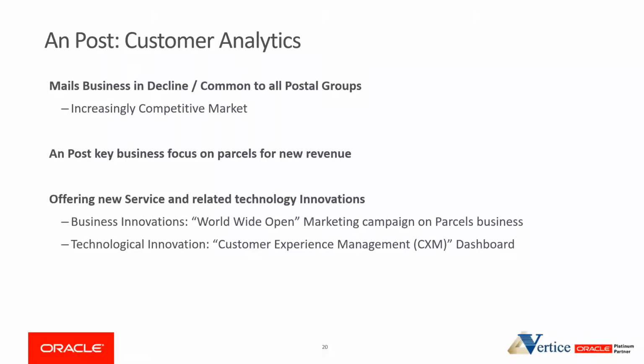Parcels business, on the other hand, is on the increase. This could be down to better Wi-Fi, larger phones. It's basically easier to buy items online and get them sent to your door. Thus, An Post's key focus for new revenue was on the parcels business. So this then led to them offering new service and related technology innovations.